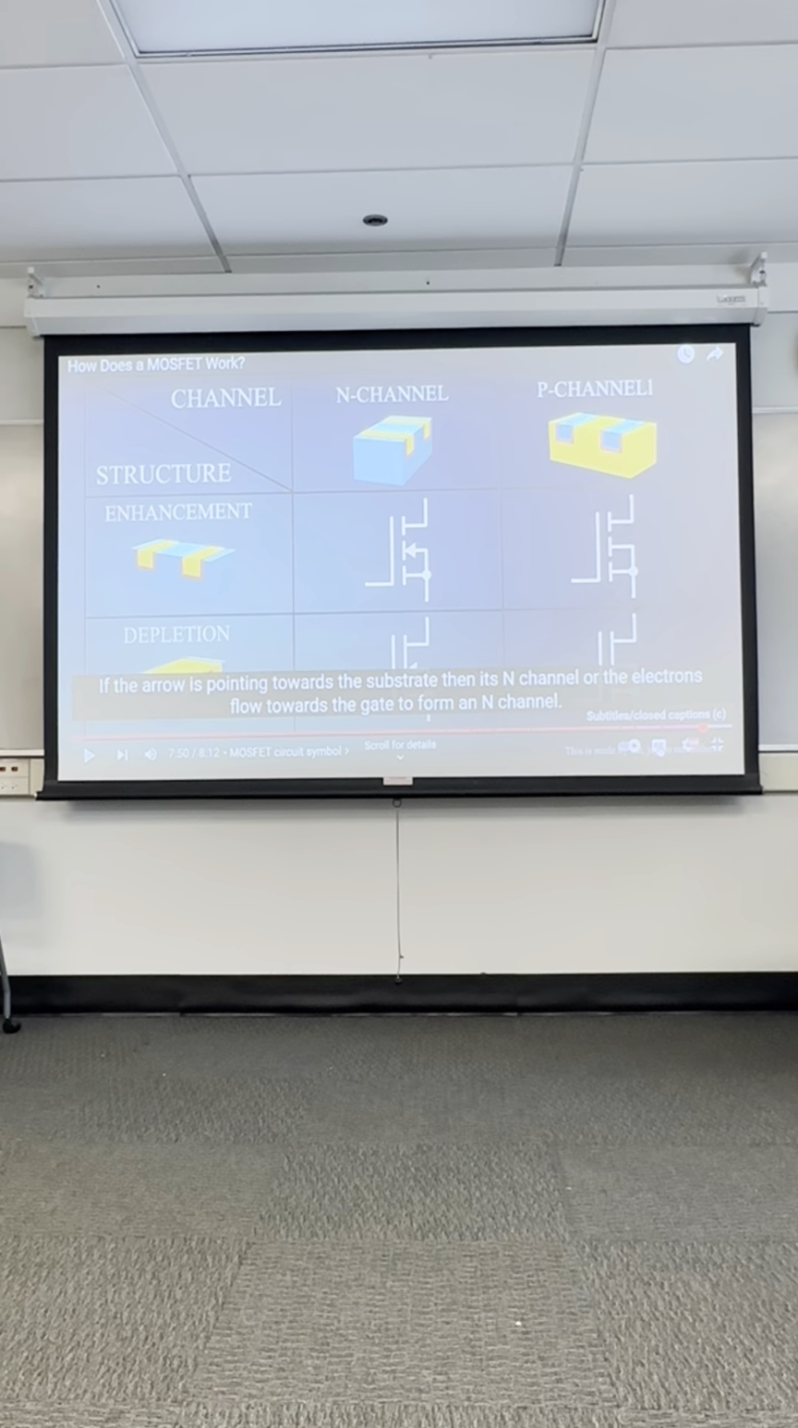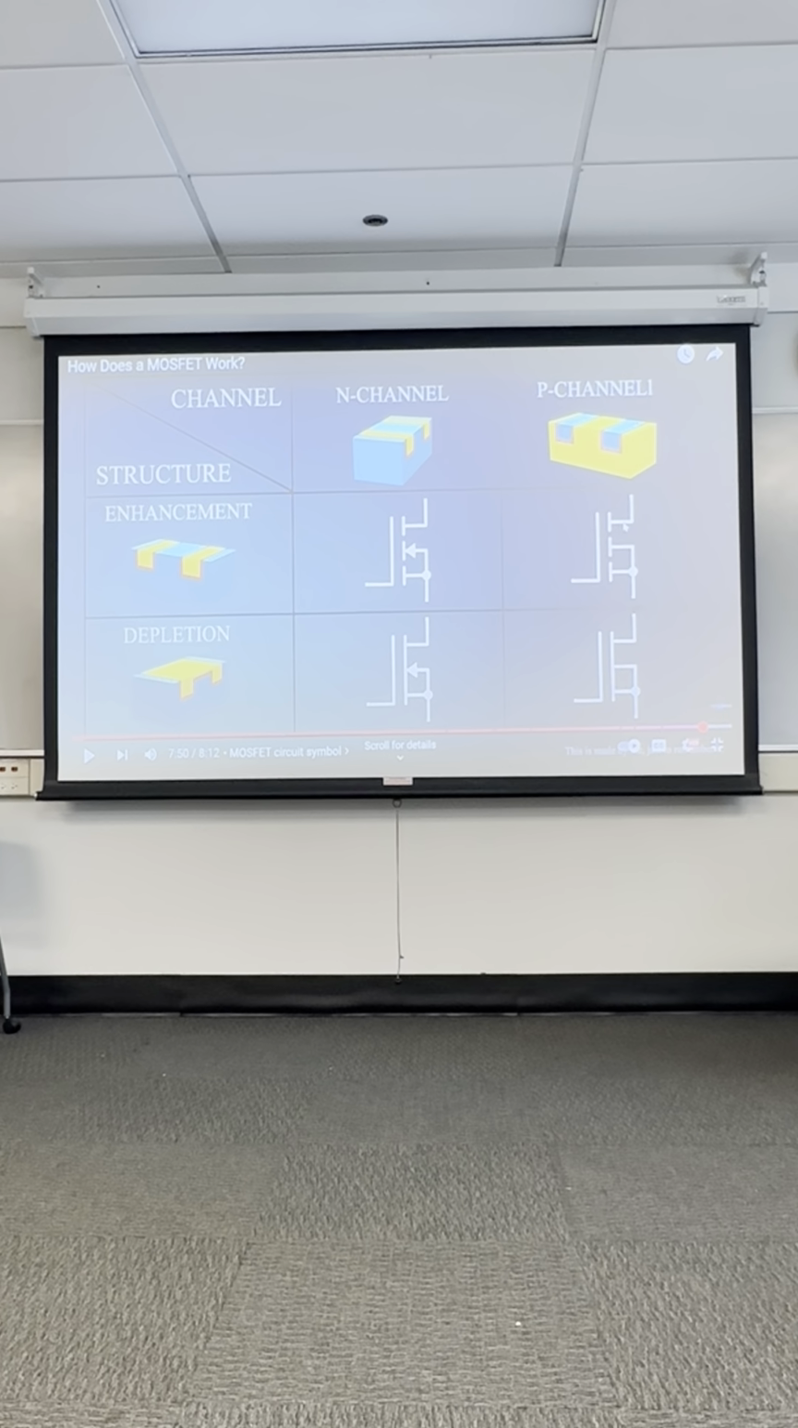The lower MOSFET, this is a depletion type MOSFET. It has a gate, has a drain, has a source, and the source is connected to a substrate here. However, you notice there's a complete line here. So depletion MOSFETs are always on, and enhancement MOSFETs are always off. And MOSFETs come in N-channel and P-channel.